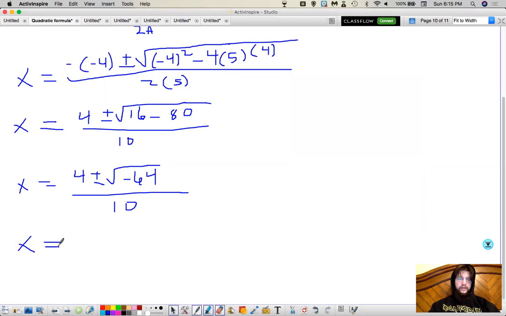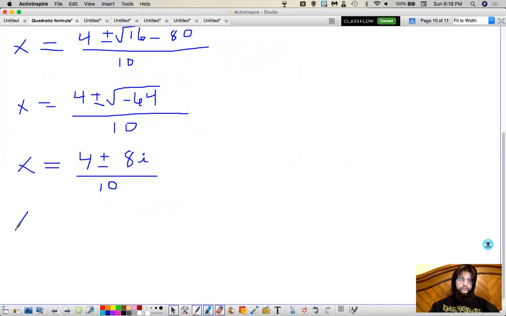This is why we talked about our complex numbers beforehand and simplifying square roots. So this is a real number. This is an imaginary number. Together they make a complex number, but they're not like terms, so you can't combine them. However, I don't want you to leave it as plus or minus. I want you to split it. So go ahead, split it up.